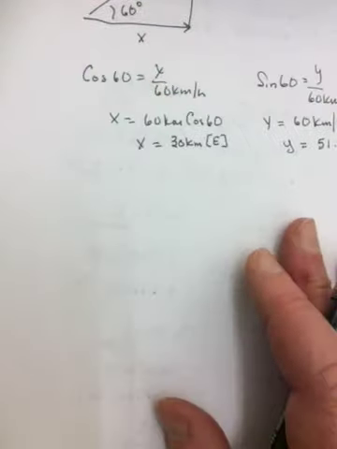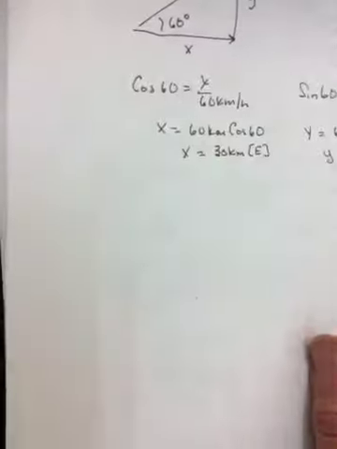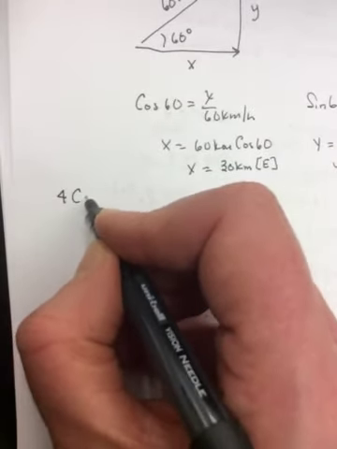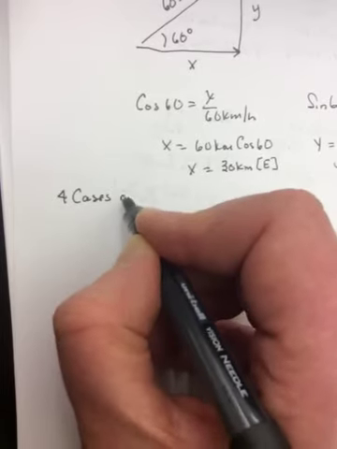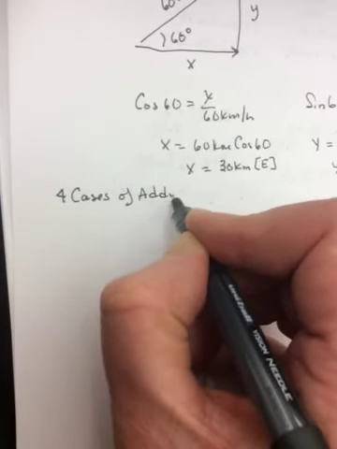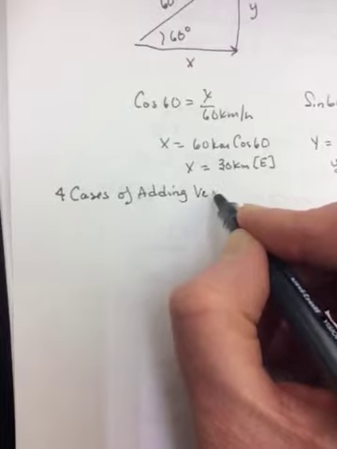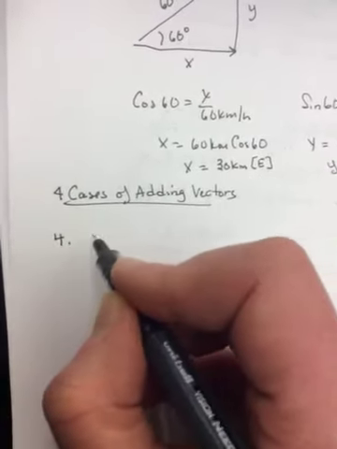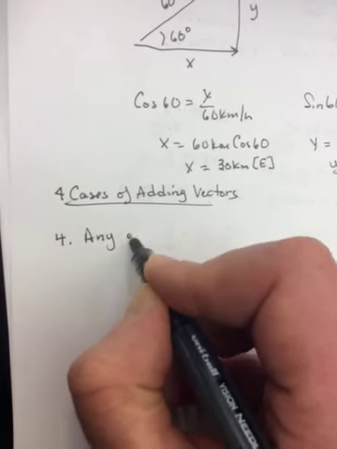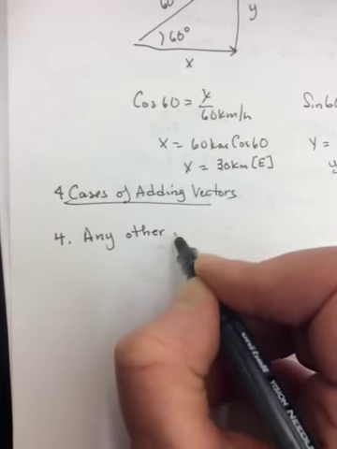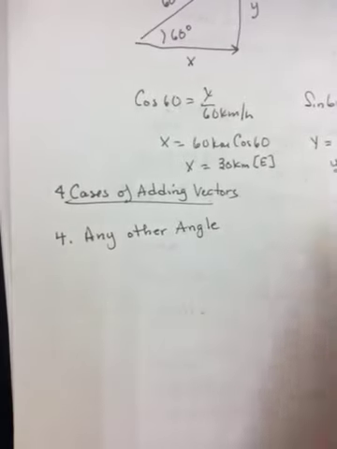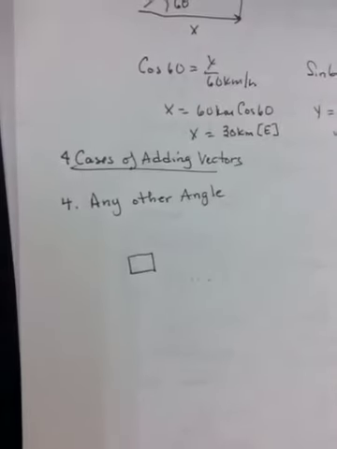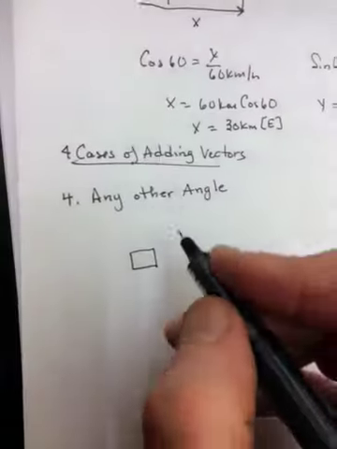So now what we were doing in class on Thursday were the 4 cases of vector addition, and we were almost finished. We were on case 4, and case 4 was any other angle, and there are 2 ways of doing it when it's any other angle, and I don't know that I'll remember what forces I was using in today's class.